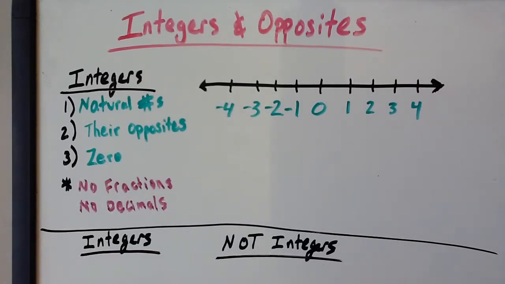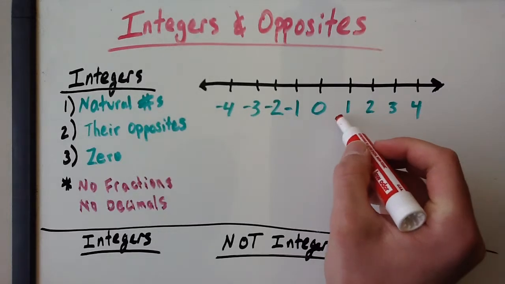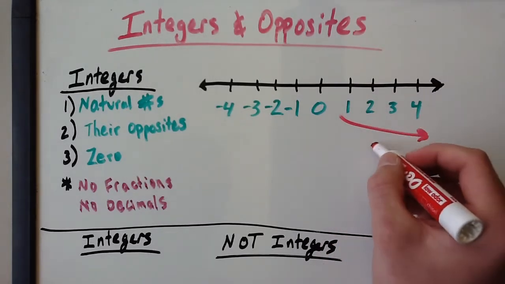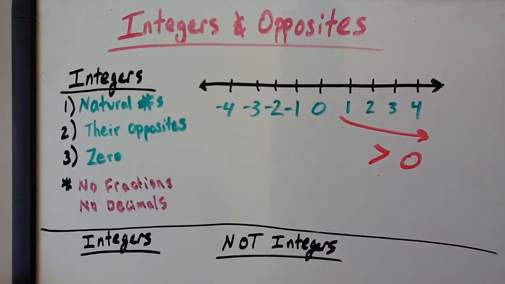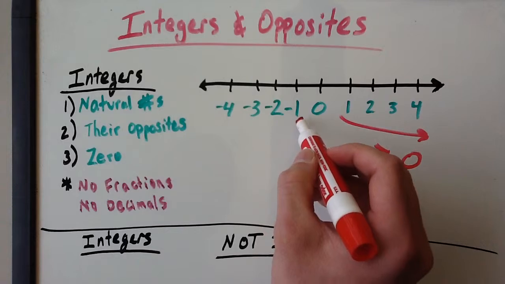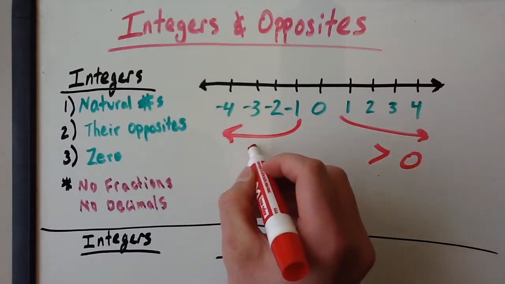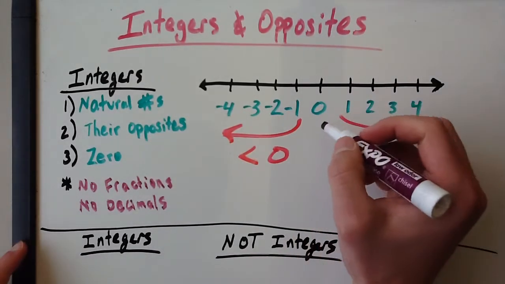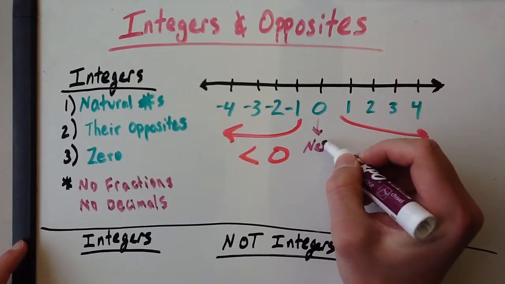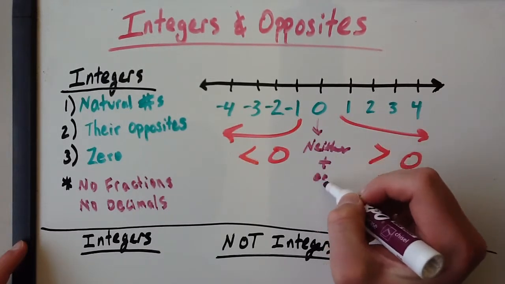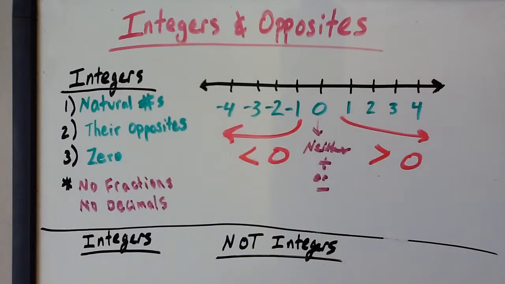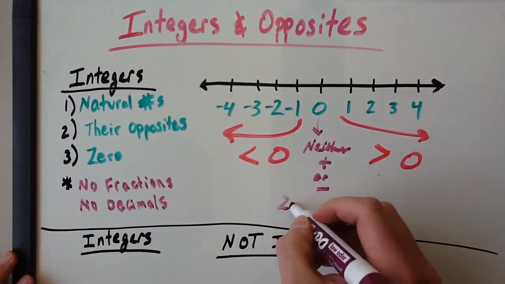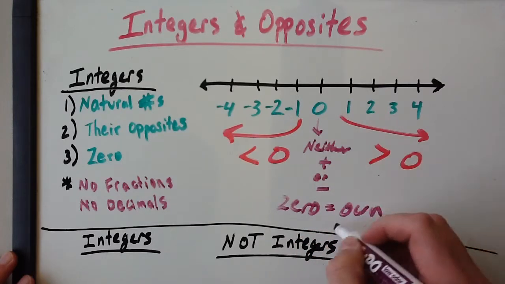We can say that all of these numbers to the right of 0, so from here on, are greater than 0. All the numbers to the left of 0, so from negative 1 on, are less than 0. We would say 0 is neither positive nor negative. 0 is its own opposite.